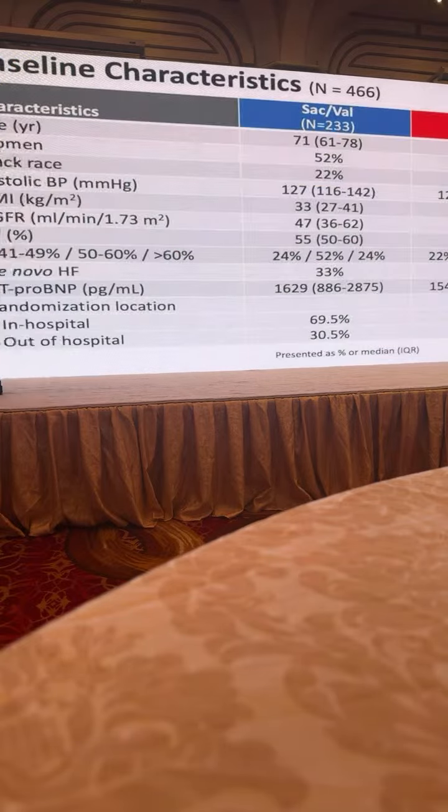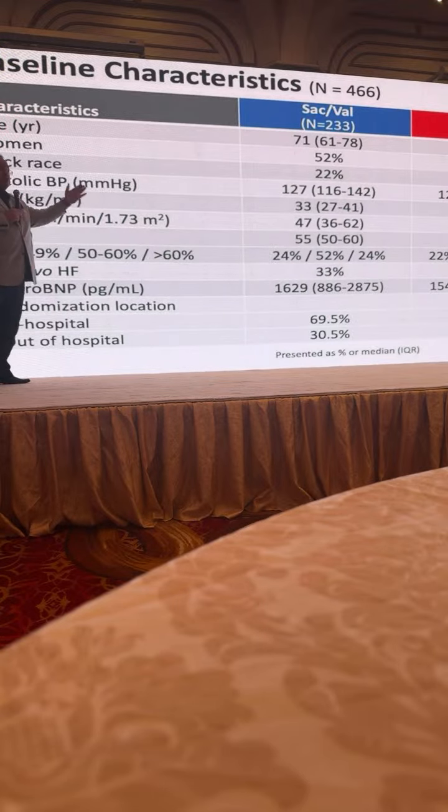Right. Here, this is a very nice statistical baseline characteristics table, which was not presented in PARADIGM. For example, here is BMI, so it can include very obese patients, which PARADIGM did not. Here is the ejection fraction. You can see from 41 to 49 is 24%, more than 60 is 24%, and the main group, from 50 to 60, is 52%. See how strong the trial is?